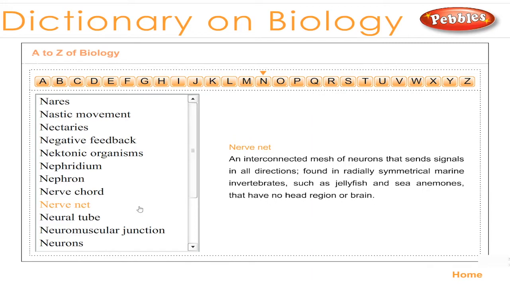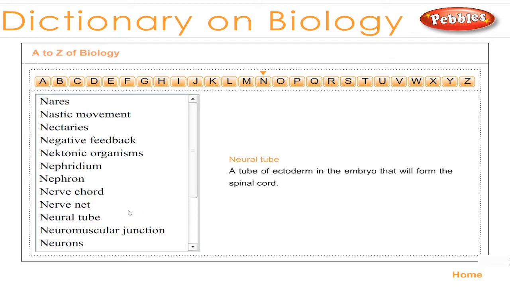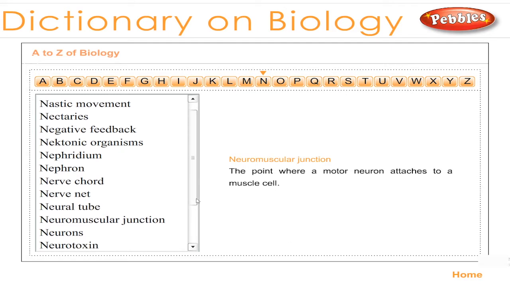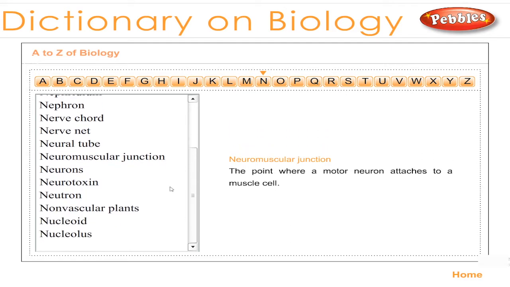Nerve net, an interconnected mesh of neurons that sends signals in all directions, found in radially symmetrical marine invertebrates such as jellyfish and sea anemones that have no head region or brain. Neural tube, a tube of ectoderm in the embryo that will form the spinal cord. Neuromuscular junction, the point where a motor neuron attaches to a muscle cell.